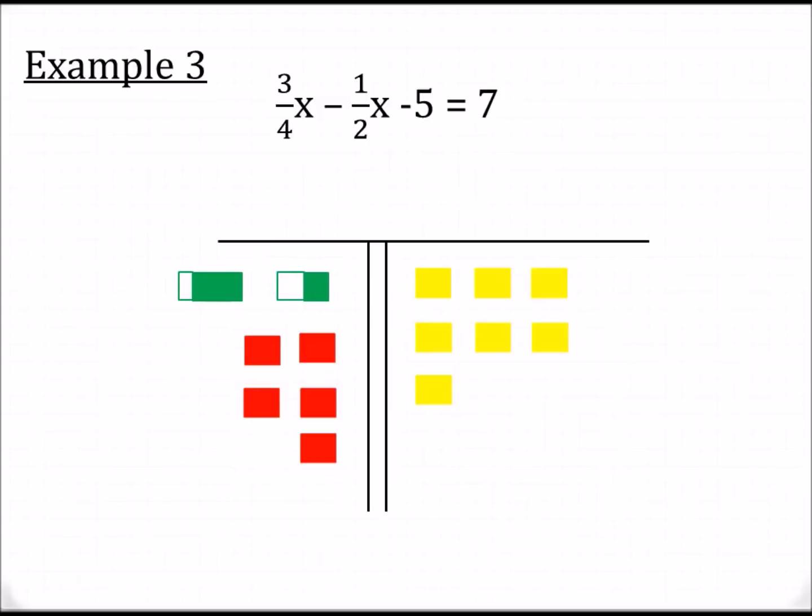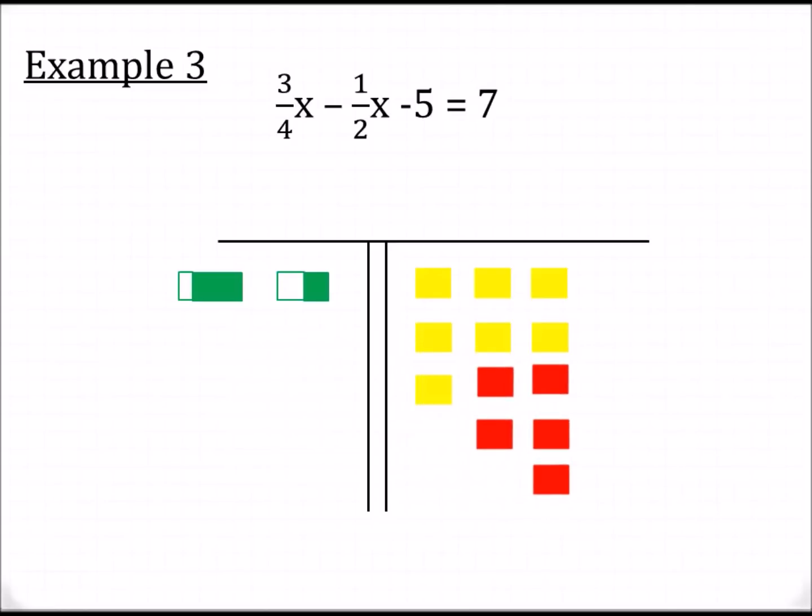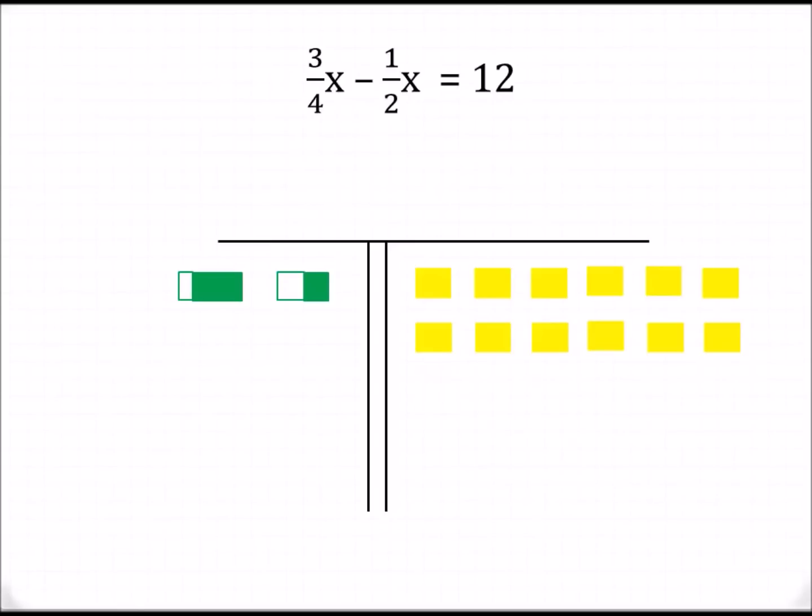Example 3, we have a fraction involved. We have 3/4 x minus 1/2 x minus 5 is equal to 7. Let's bring the 5 over to the other side of the equal sign because that's easier, and then we'll deal with the fraction. If I bring the minus 5 over to the opposite side of the equal sign, it becomes plus. So now 7 plus 5 gives us 12.